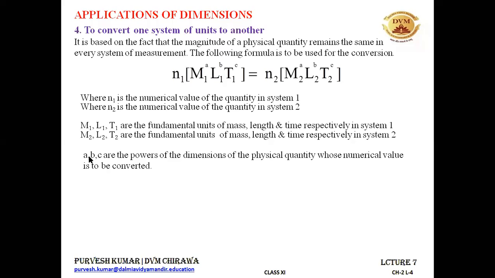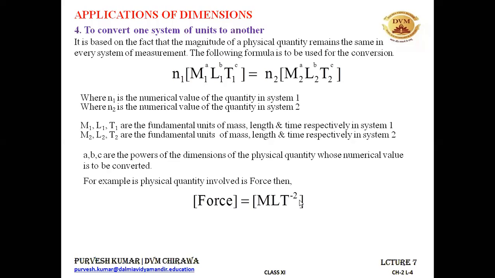And now we need to know what these A, B and C are. These are the powers of the dimensions of the physical quantity whose numerical value is to be converted. Say for example, if we need to convert force, that is Newton, into Dyne, the physical quantity involved is force, so we need to write the dimensions of force, that is MLT^-2. Now, what is the power of M? That is 1, so A becomes equal to 1. What is the power of L in this quantity? That is 1, so B becomes equal to 1. And what is the power of T in this quantity? That is minus 2, so C becomes equal to minus 2. So for the quantity force, the values of A, B and C are 1, 1 and minus 2. You can compare it from these two things.